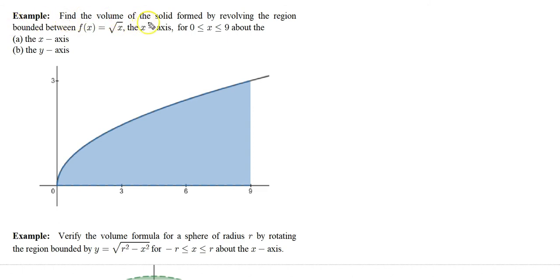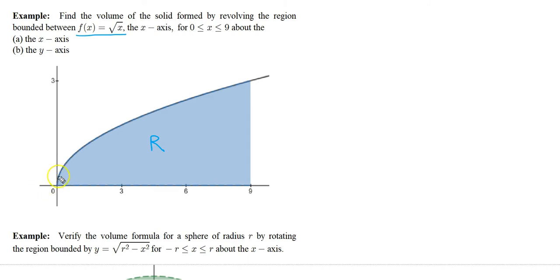So let's find the volume of the solid formed by revolving the region bounded between the graph of y equals the square root of x, the x-axis, and the lines x equals 0 and x equals 9 about the x-axis and then about the y-axis. So the first thing you have to do for these problems is draw your region. Draw the graphs and then shade in the region that you're trying to rotate around whatever axis. So in this case, this is our region down here.